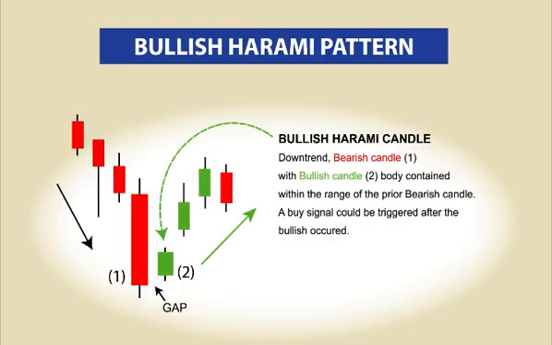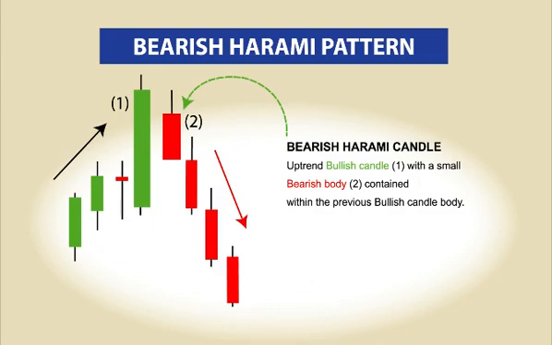Bullish harami pattern. In a downtrend, a bearish candle, 1, with a bullish candle, 2, whose body is contained within the range of the prior bearish candle. A buy signal could be triggered after the bullish harami. Bearish harami pattern. In an uptrend, a bullish candle, 1, with a small bearish body, 2, contained within the previous bullish candle body.